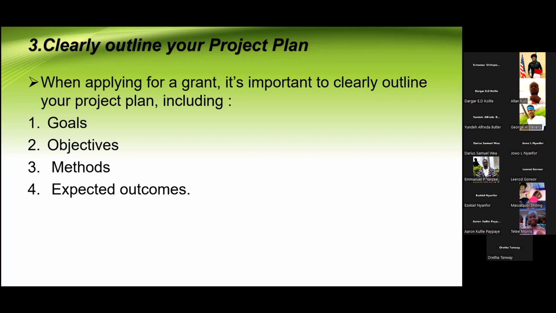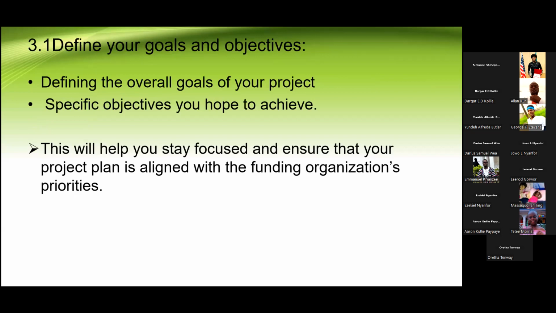Now, when you apply for a grant, it's important to clearly outline your project plan. That is your goals, your objectives, the methods, and expected outcomes. I've broken this down for you to have a better understanding, because point number 3 is one of the areas where people make the most mistakes in the proposal development process or in the grant writing process. Now, you clearly outline your project plan. And then what are we saying? Define your goals and your objectives. Defining the overall goals of the project and the specific objectives that you hope to achieve.